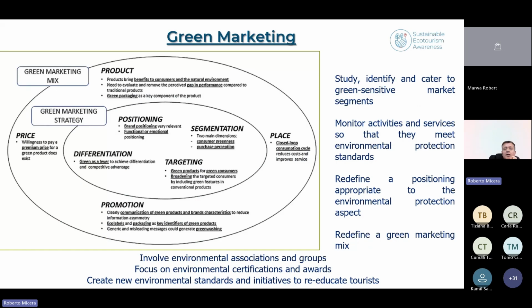We have in this model two levels of green marketing. A green marketing strategy in which we can say the positioning, segmentation, targeting, differentiation. Our focus is our brand, or the functional emotional aspect, or the segmentation, because it's important to identify customer greenness or purchase perception that are linked to the green aspect. Targeting: green products for green customers, and also broadening the target customer by including the green features in the conventional product.